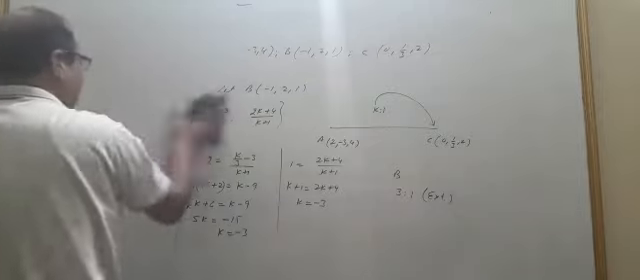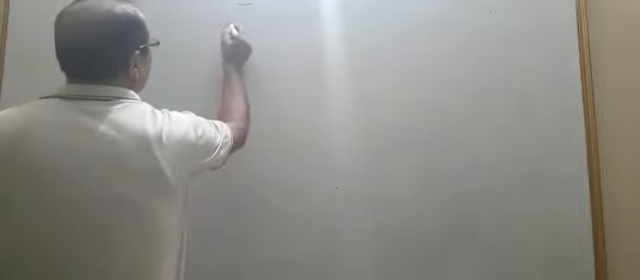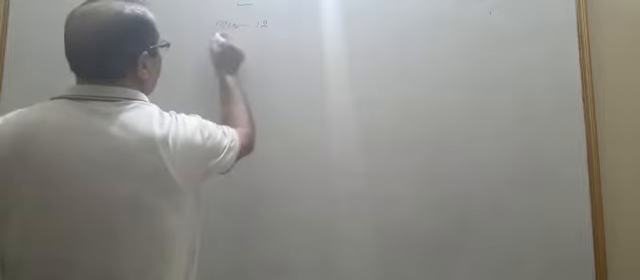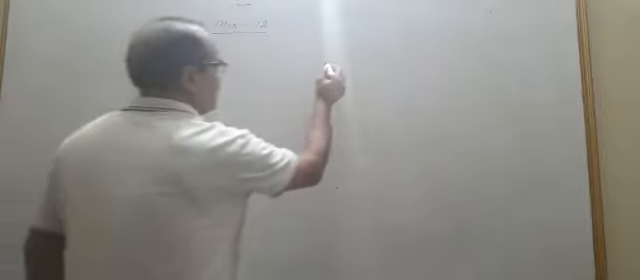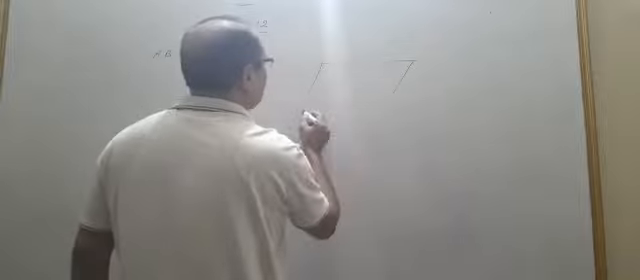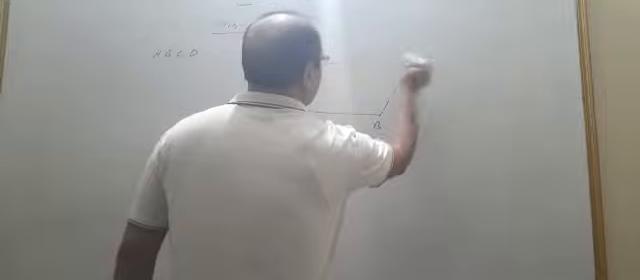Now students, after this I will start with the next, that is the miscellaneous exercise of chapter number 12. In the miscellaneous exercise, I will start with the first question. Three vertices of parallelogram ABCD are given. ABCD is a parallelogram and its three vertices are given.